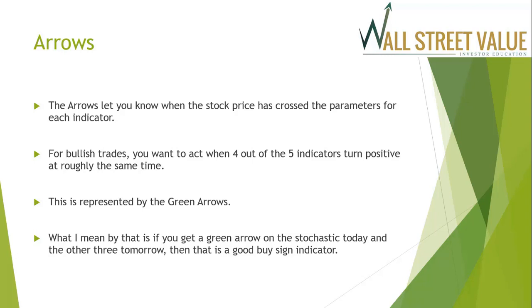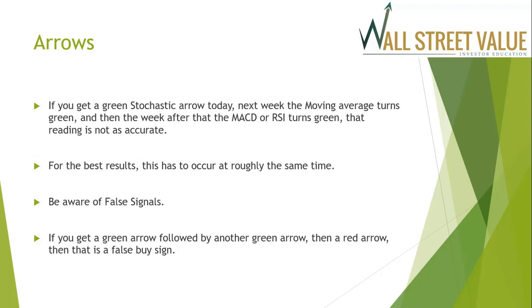What I mean by that is if you get a green arrow on the stochastics today and the other 3 tomorrow, then that's a good buy sign indicator. If you get a green stochastic or a green Williams percent R today, next week you get the moving average that turns green, the week after that you get the MACD or the RSI that turns green, that reading is not as accurate because there's too much time in between the first and the last indicator. For the best results, this has to occur at roughly the same time, ideally the same week.